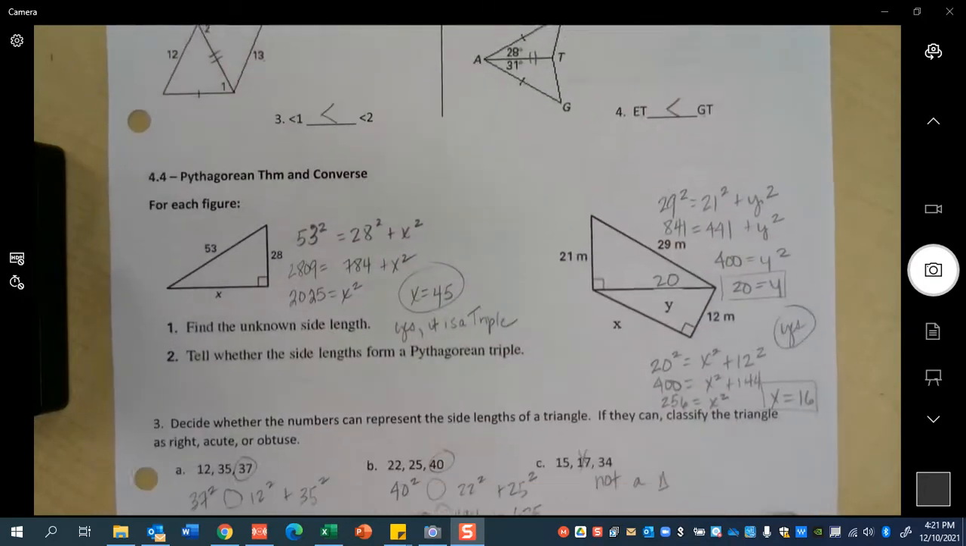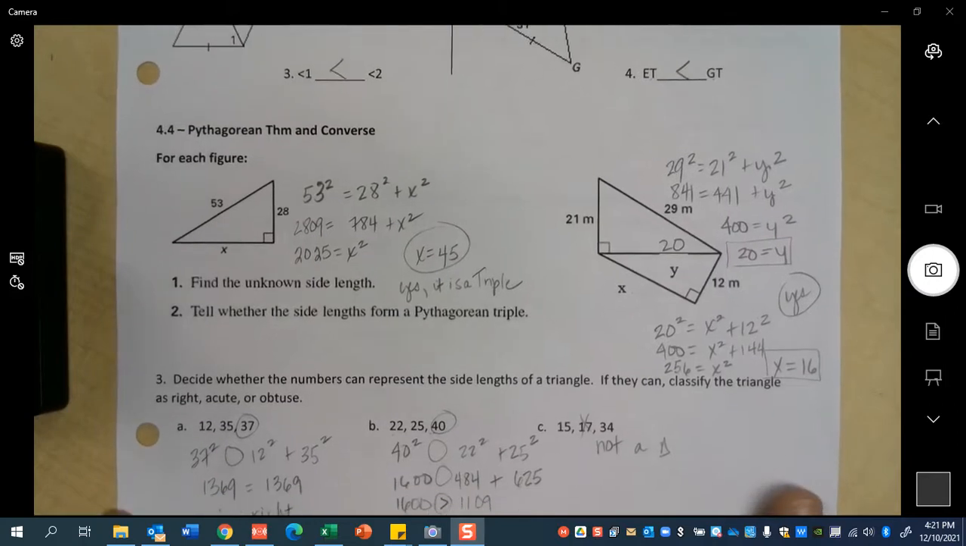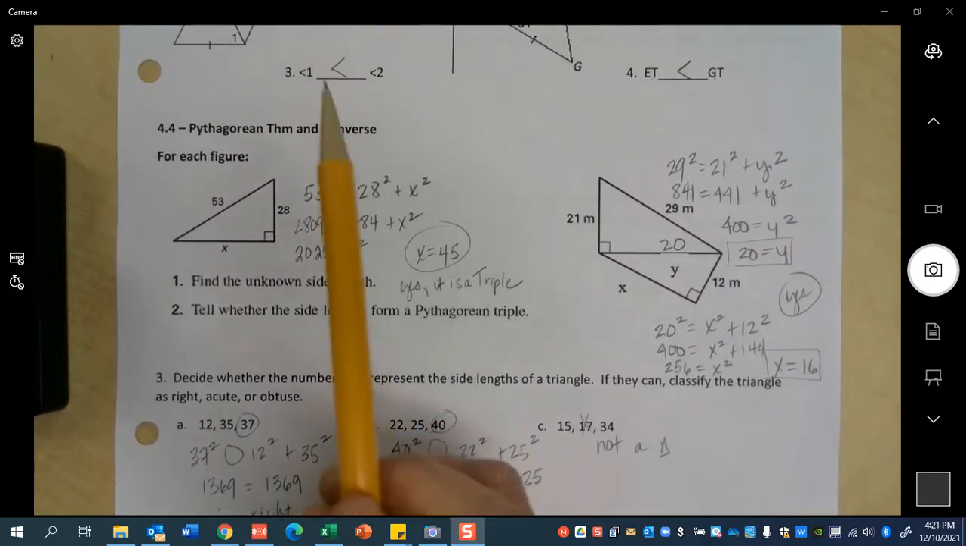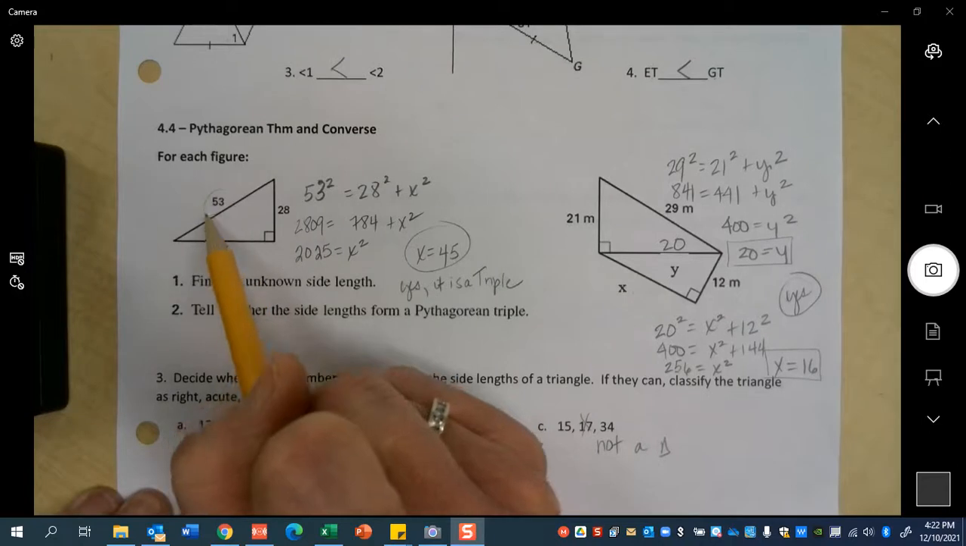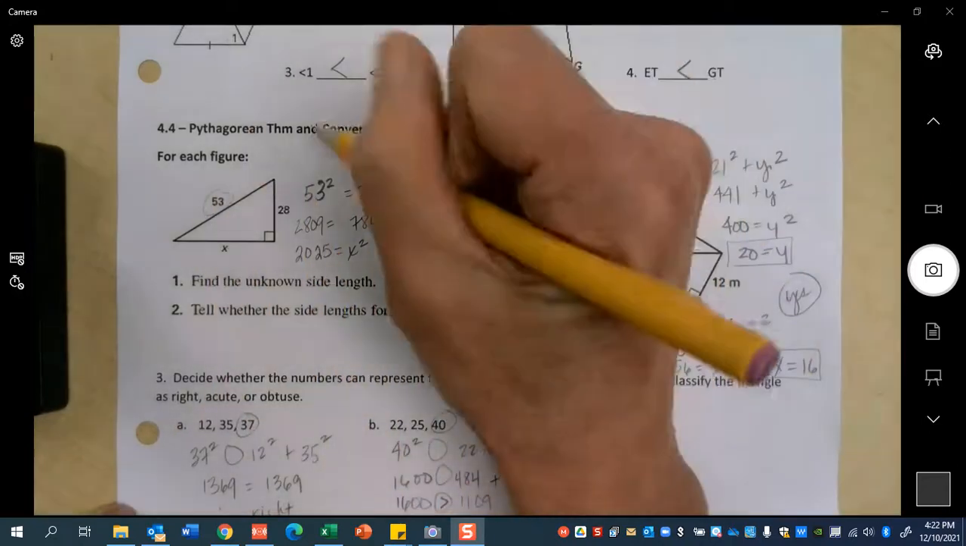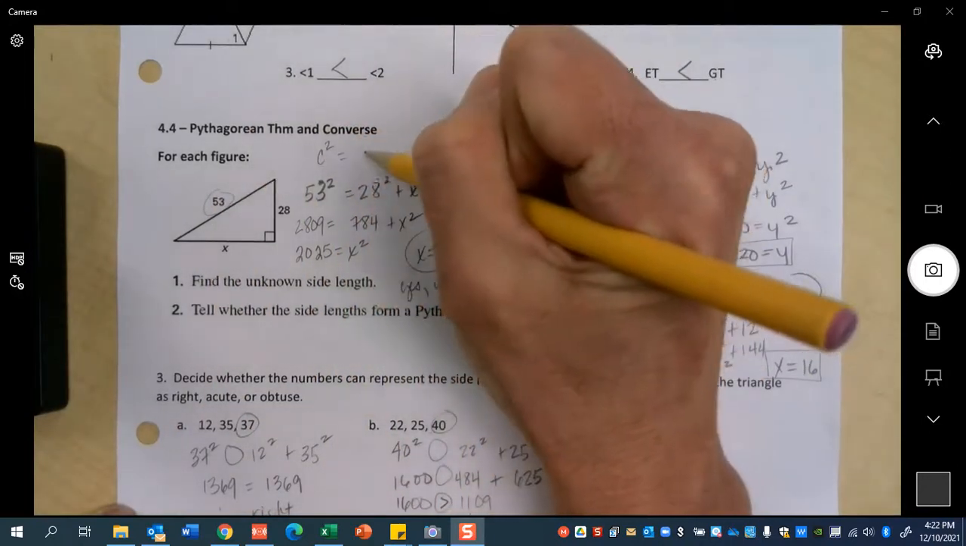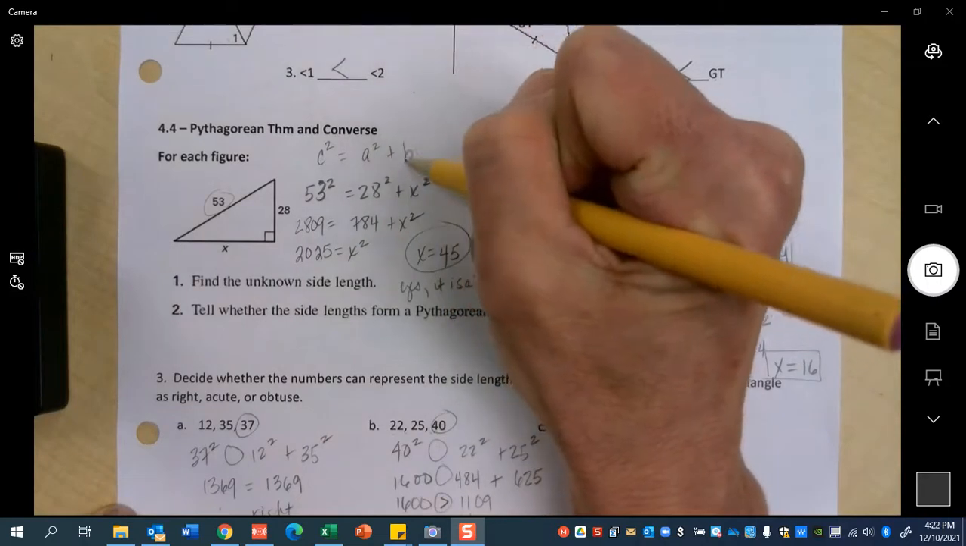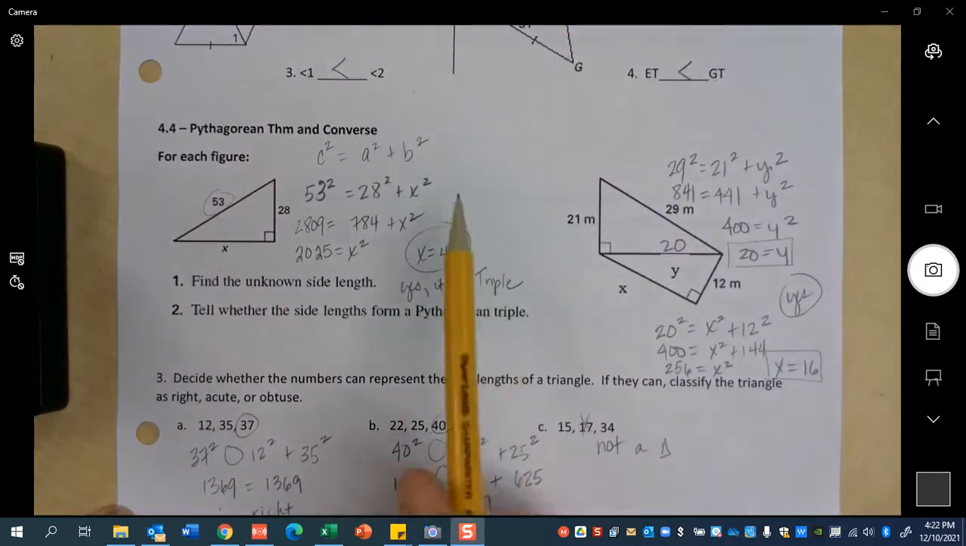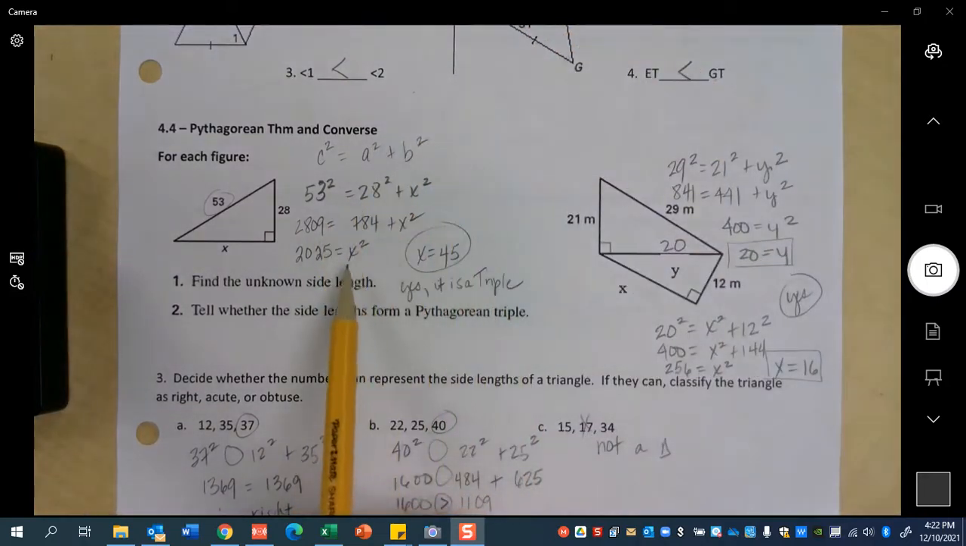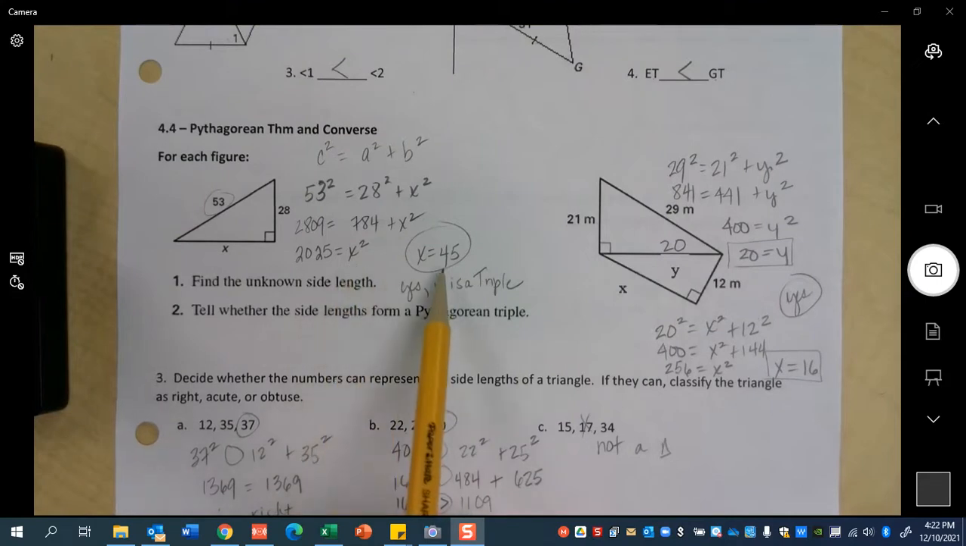All right, some Pythagorean theorems and the converses. So I know that my hypotenuse is my largest side. So I have c squared is equal to a squared plus b squared. So when I put those values through that formula, x is equal to 45. And yes, it's a triple because all of my values are whole values.